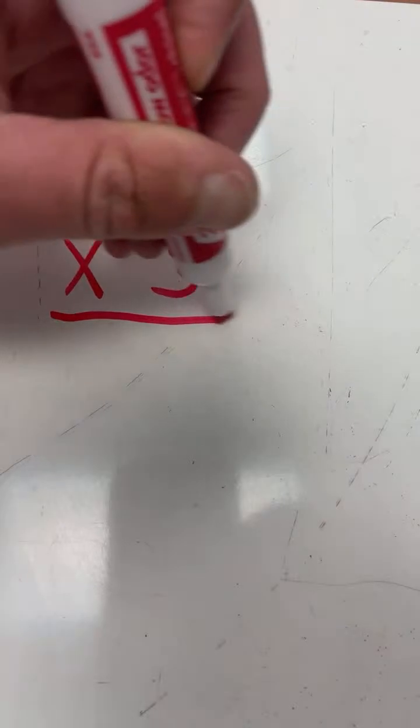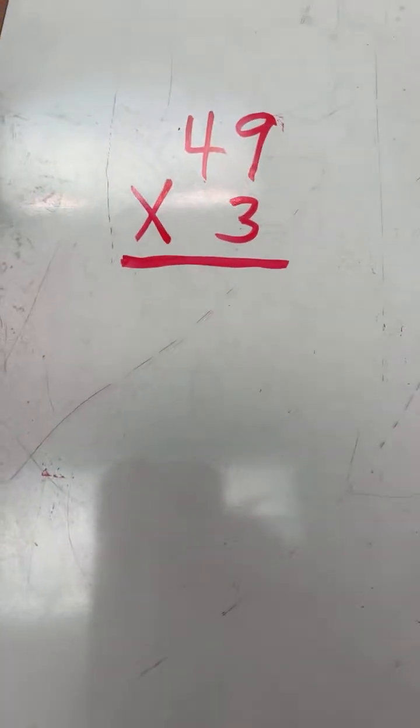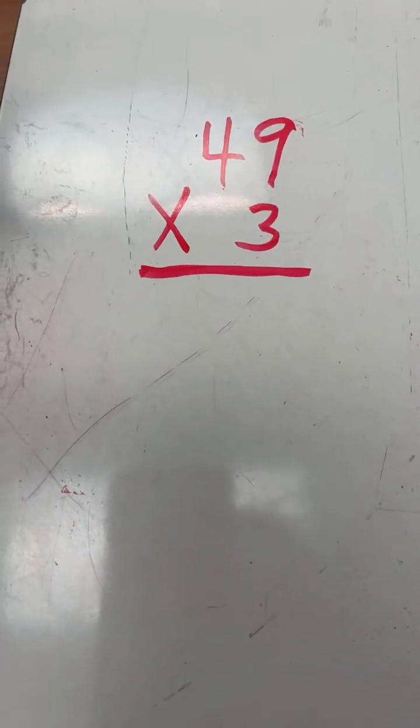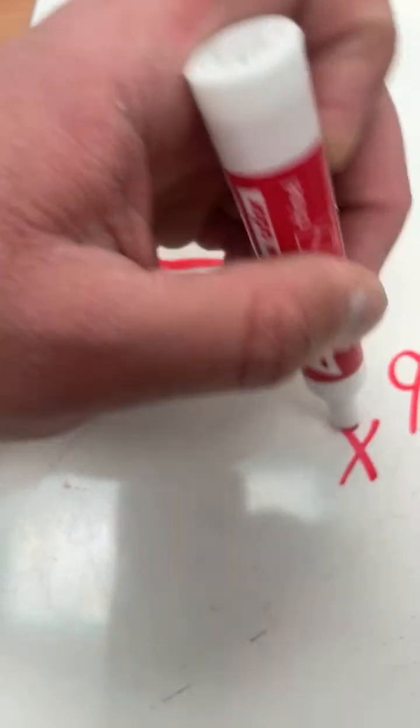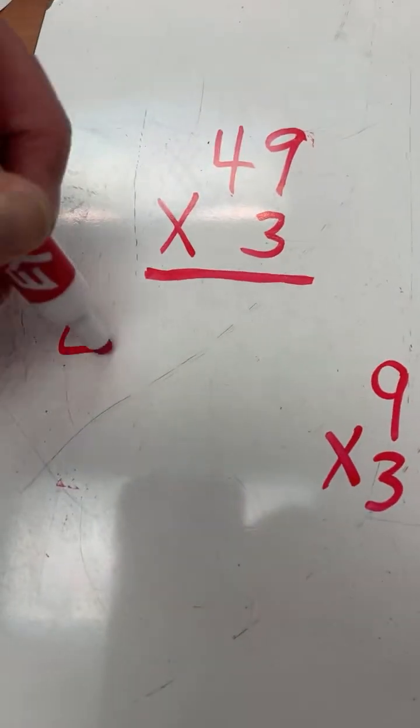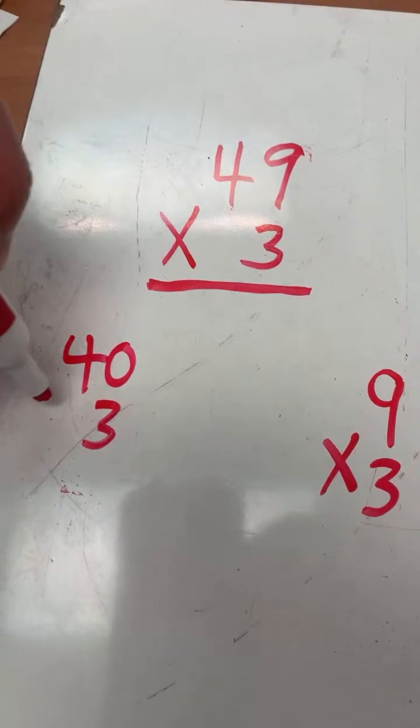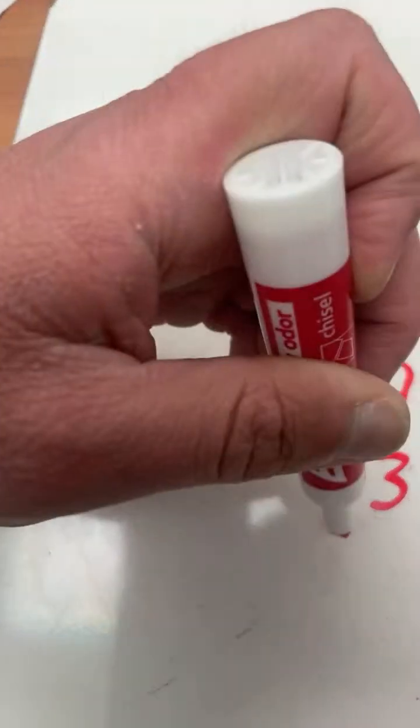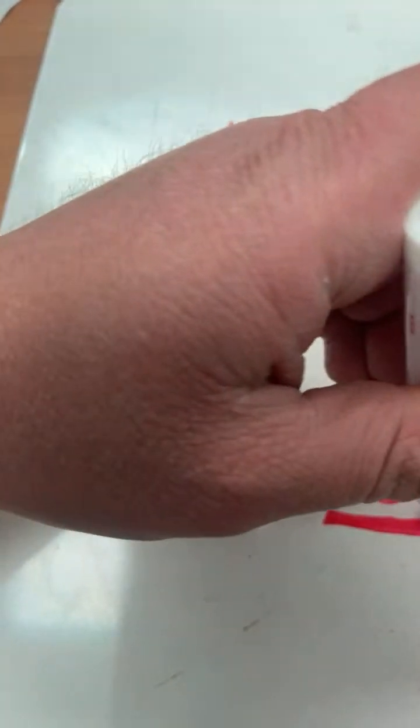49 times 3. So we are going to start out multiplying 9 times 3. Then we're going to multiply 40 times 3. Then we have to add both numbers together to get our final answer.